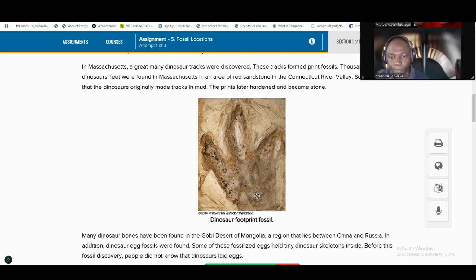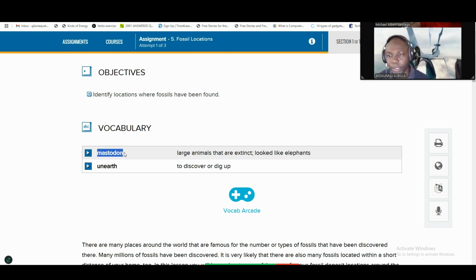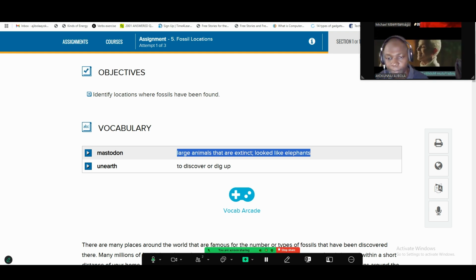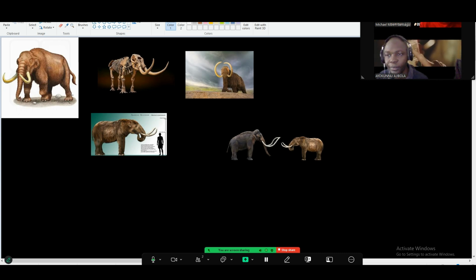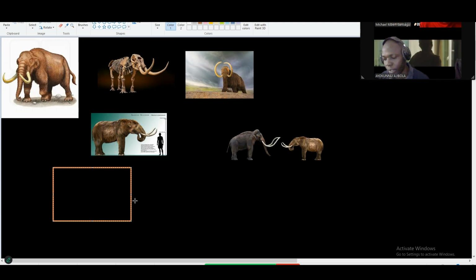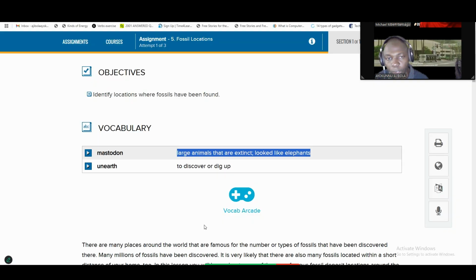Can you see this? Yeah. Before I move on, you remember we talked about mastodon, right? What animal does it look like? Like an elephant, right? So can you see this? Yes. These are fossils of mastodon, and these are diagrams or pictures of mastodon. So that's what it looks like. You can see the horn. You can see it doesn't have the big ear of an elephant, but it's surely as big as an elephant. Is that clear? Yes. Okay.